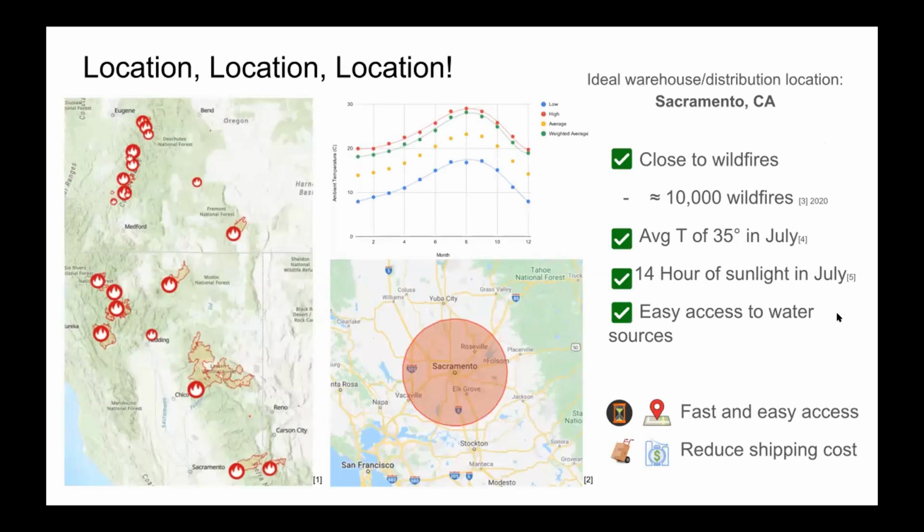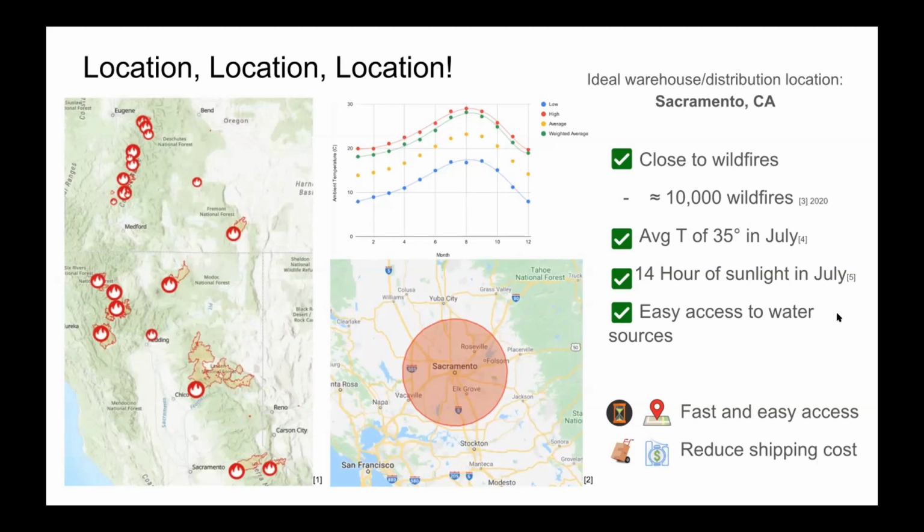Why? Because California, in 2020, actually had more than 10,000 wildfires, depending on the size of them. And as we can see here in the temperature scale, in July it gets to an average of 35 degrees. So that's ideal for our system, and it also gets 15 hours of sunlight. And you can see here it's surrounded by many sources.